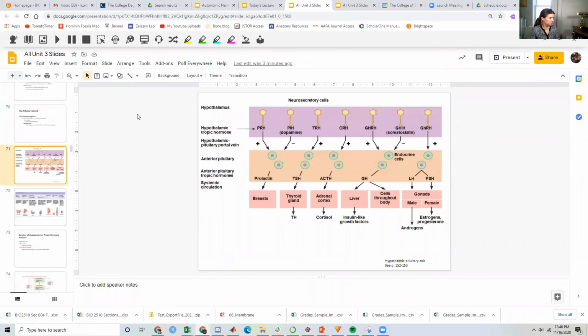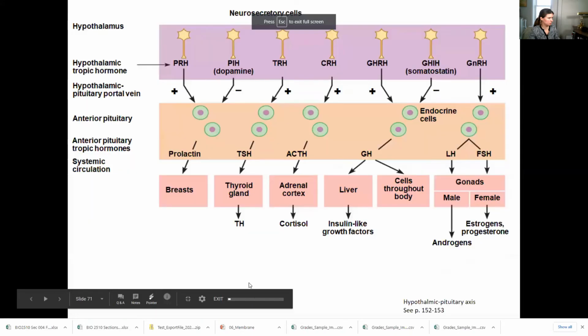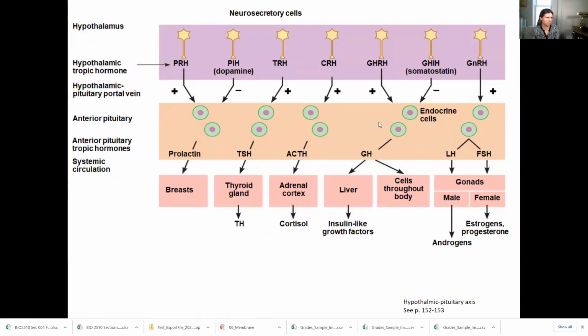So like, scrolling back to this chart again. When we were looking at this, all of these hypothalamic hormones count as tropic hormones because they all have an effect on the production of a hormone in the anterior pituitary. So PRH is increasing prolactin secretion. PIH is decreasing it. TRH is increasing TSH secretion, and so on. That's why we see all these pluses and minuses. So all of these hormones from the hypothalamus being released by that nervous tissue, they count as tropic.